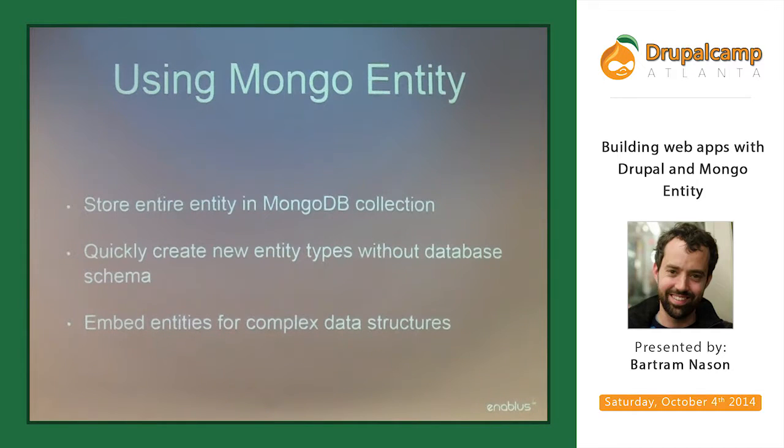So with Mongo Entity, as I said, you can store the entire entity in one shot right in your database. You don't have to maintain tables and schemas and relationships. You can quickly create a new entity type without having to define a schema. You just use, as we'll see in just a second, hook_entity_info. And it also supports embedded entities. If you've ever used field collection or some of these things where you want to have repeating fields or repeating entity references, or repeating entities inside of another one, this Mongo Entity module has what are called embedded entities, which will store children of an entity inside the document as well.